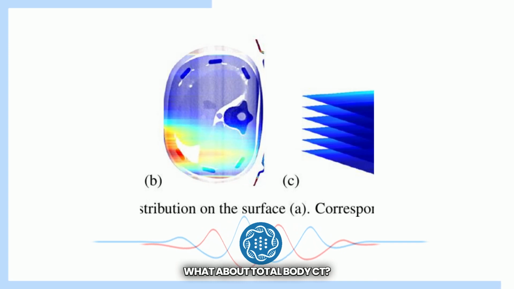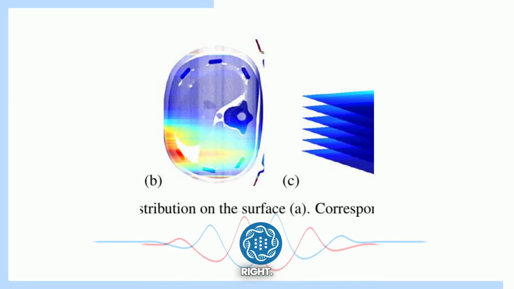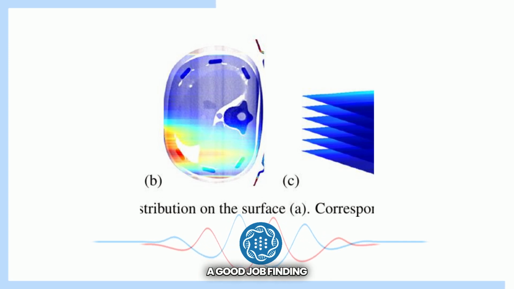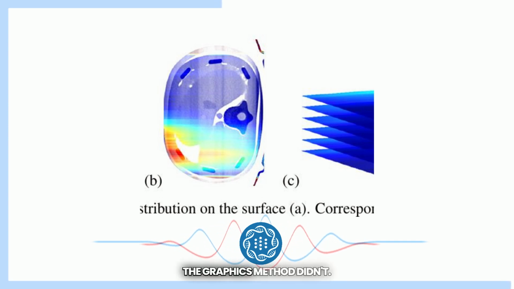What about total body CT? That's TotalSegmentator's home turf. Right. And here, both methods did a good job finding the skin contour cleanly. The main difference was practical. TotalSegmentator automatically got rid of the bed. The graphics method didn't.